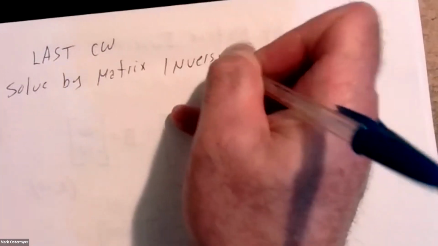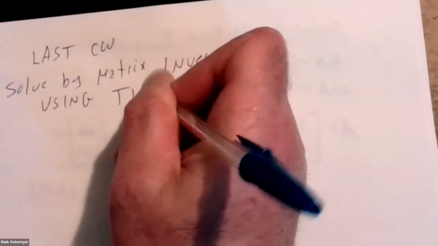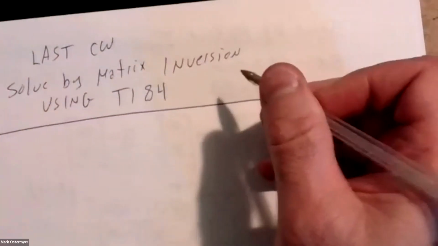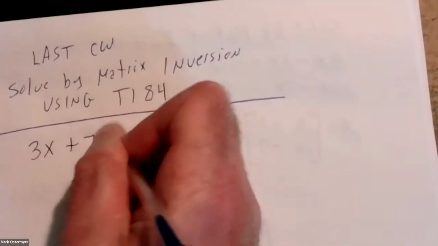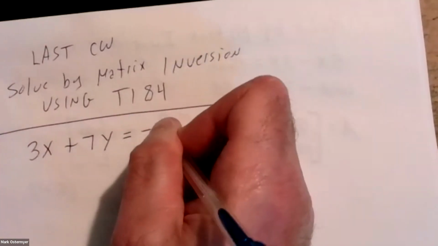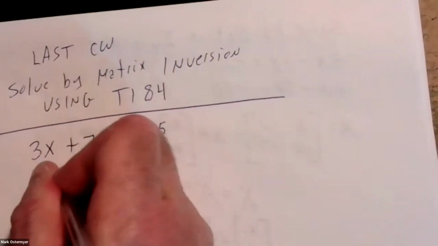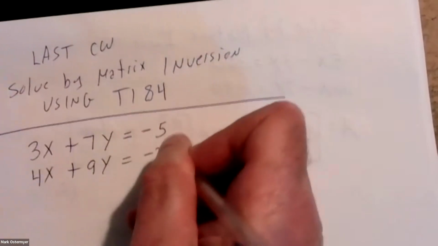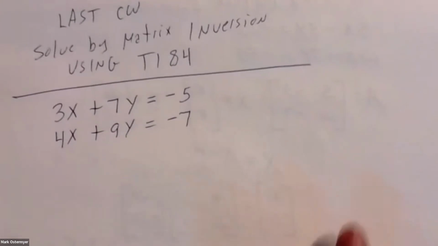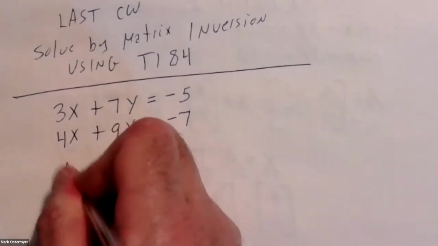Solve by matrix inversion using the TI-84. Here's the system. It won't take long if you use your calculator. If you do this manually using matrix inversion, it's going to take a longer time. I want you to solve this system of 2 linear equations, 2 unknowns by using the matrix inversion method. I will give you a jump start.